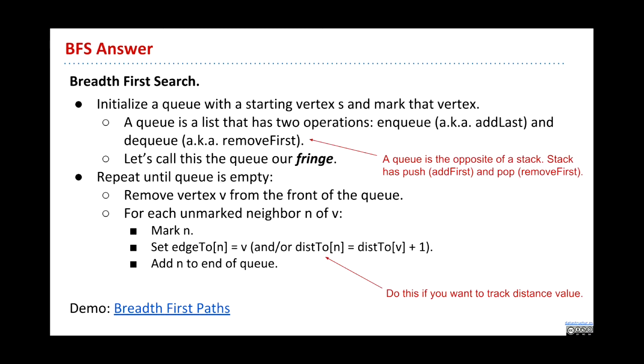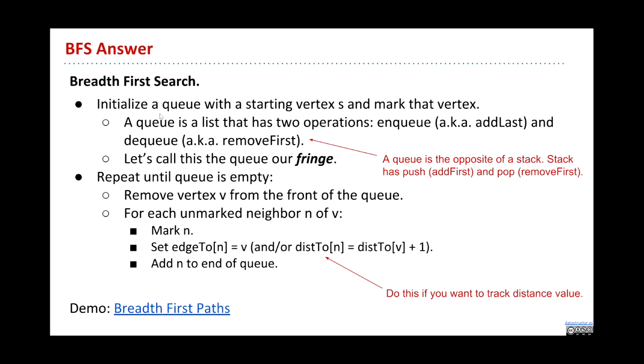And the reason it's called the fringe is it's the edge of what you're exploring. Fringe is just a word in English that means sort of the edge. And so what we'll do is when we run our BFS algorithm, I'm just giving it to you out of nowhere, we're going to take a queue, add the starting vertex, and then mark it to say that we're done with it. Okay? I make a note here that a queue is just the opposite of a stack.